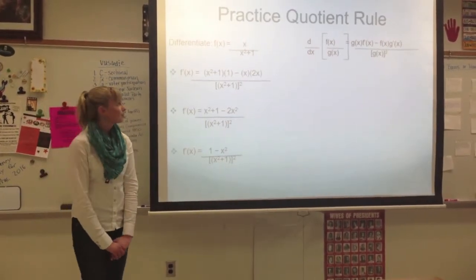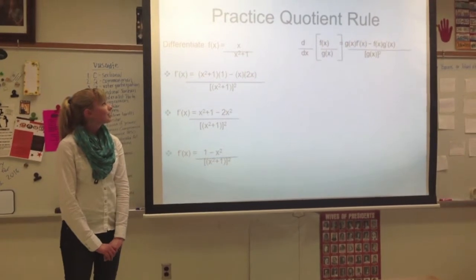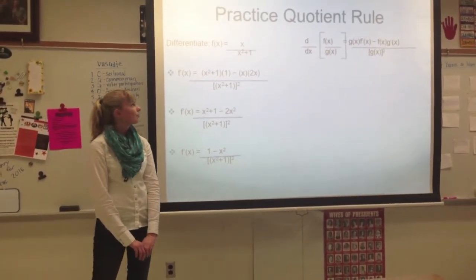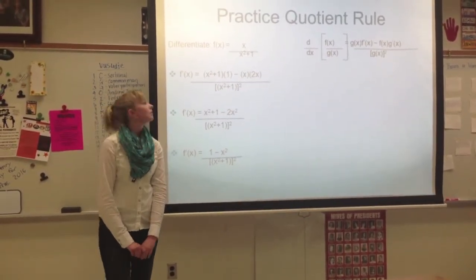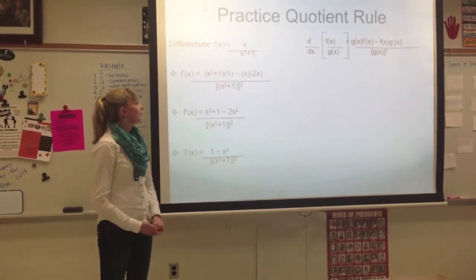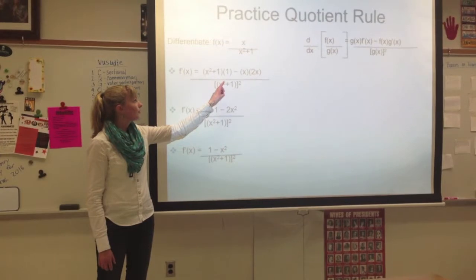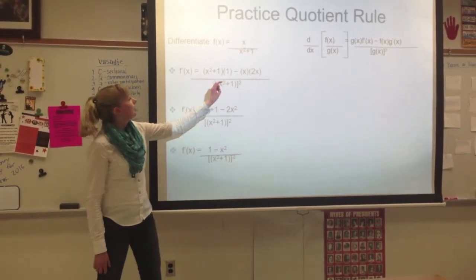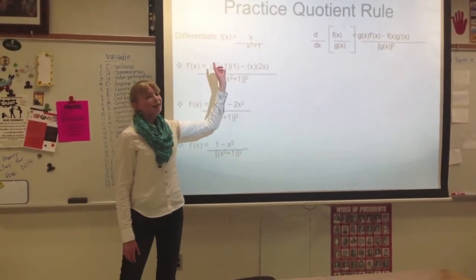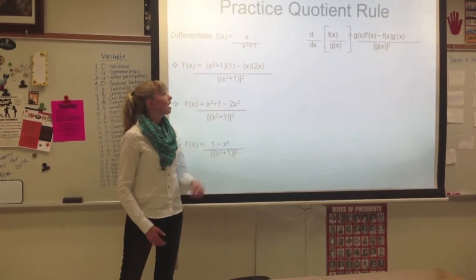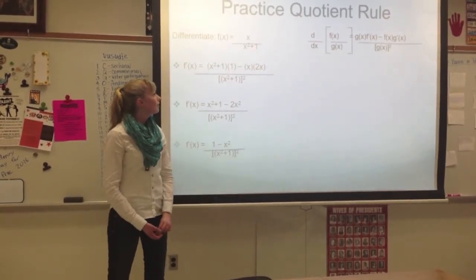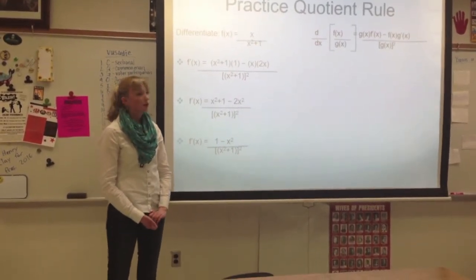So practice problem for quotient rule. Differentiate f of x equals x over x squared plus 1. So to find the derivative of f of x, you take your denominator, x squared plus 1, times the derivative of your numerator, which is 1, minus your numerator, x, times the derivative of your denominator, 2x, all over your denominator, x squared plus 1, quantities squared.